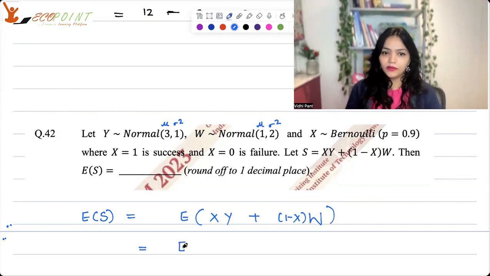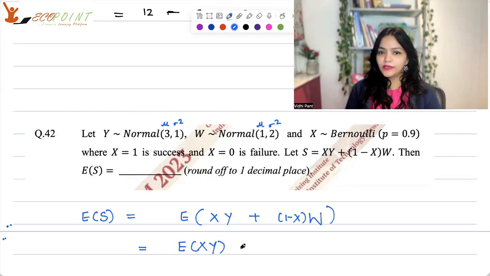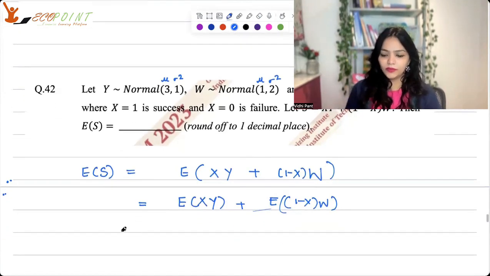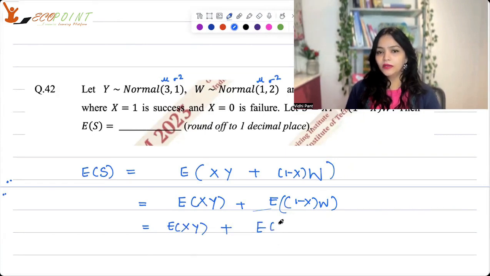So the expected value, by the properties of expected value, is the expected value of XY plus the expected value of (1 minus X) into W, which means that we are talking about the expected value of XY plus the expected value of W minus the expected value of XW.